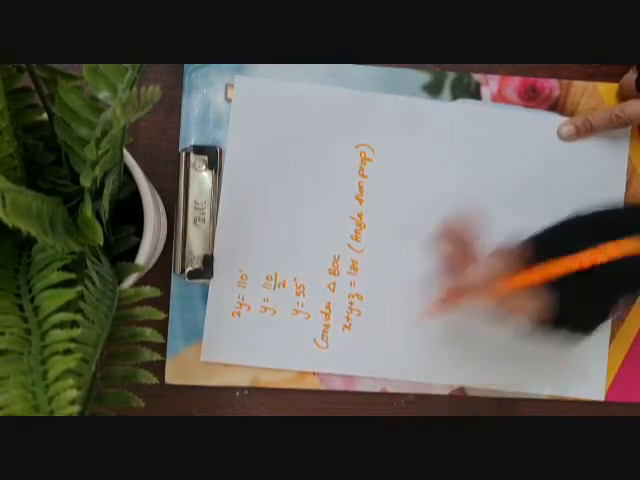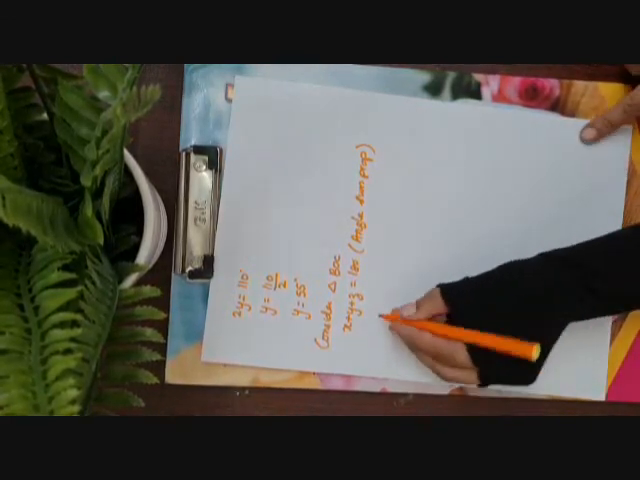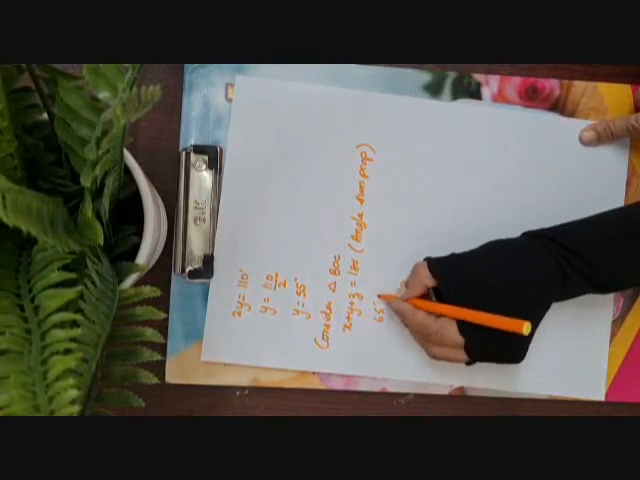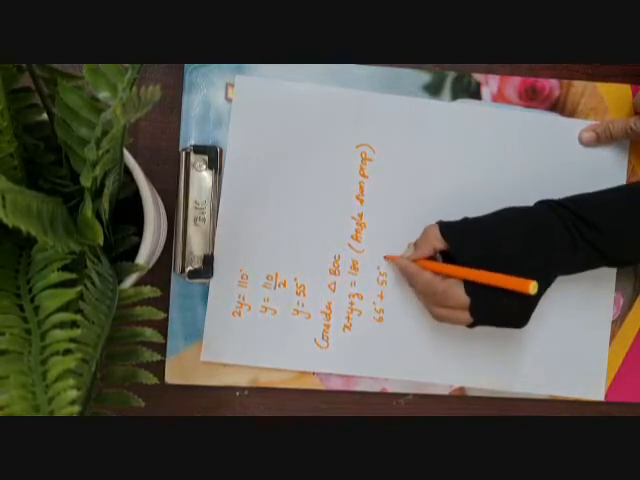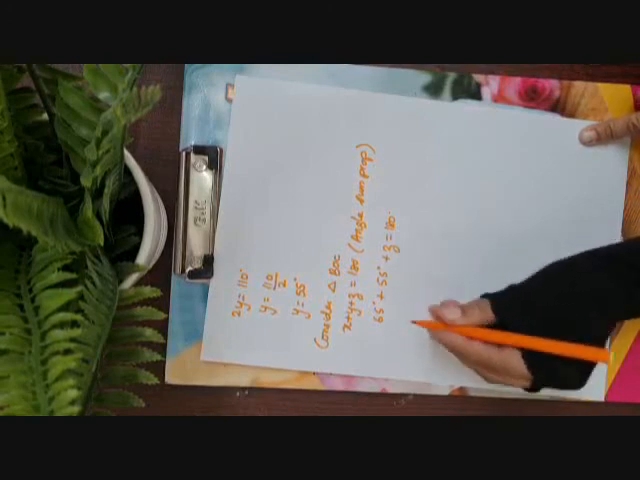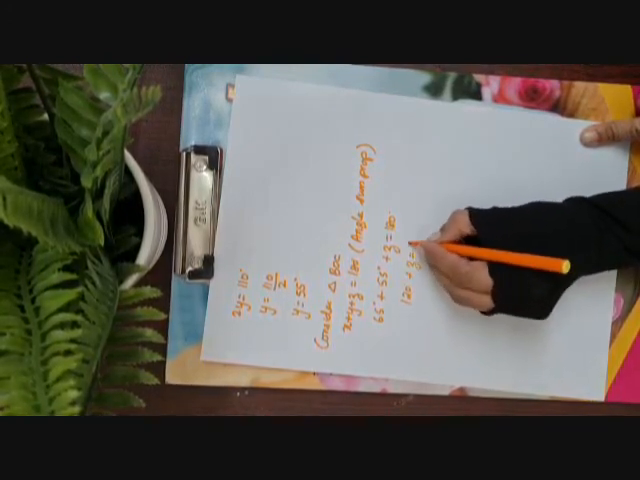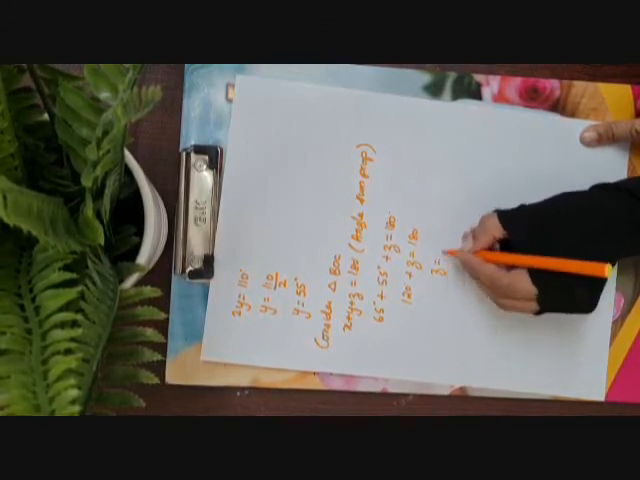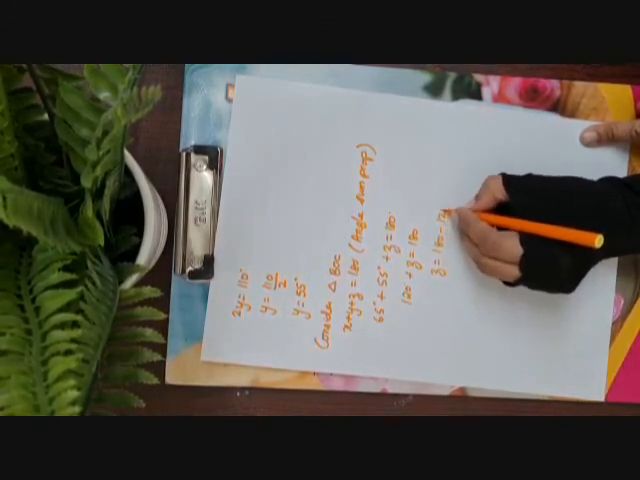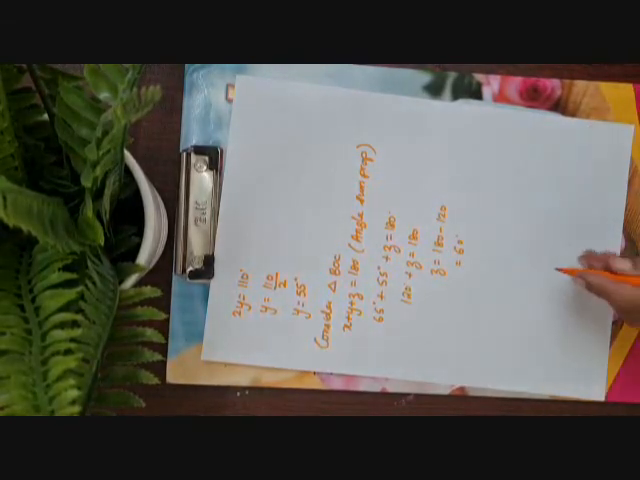What is the value of x we found? We found the value of x as 65 degrees. 65 plus y, we got it as 55 degrees, plus z is equal to 180 degrees. 65 plus 55 is nothing but 120 degrees. 120 plus z is equal to 180. z will be equal to 180 minus 120, that is nothing but 60 degrees. Hence we have found the value of z as 60 degrees.